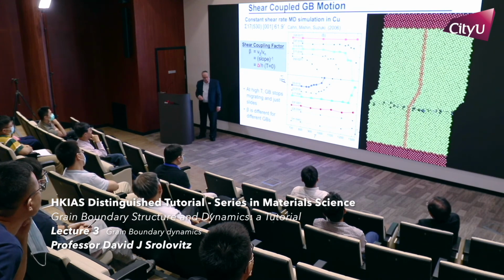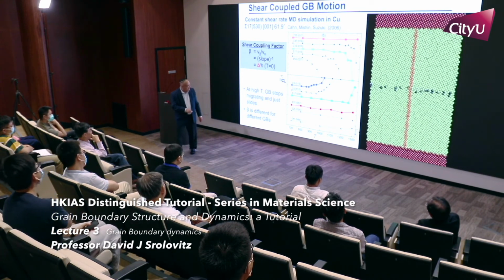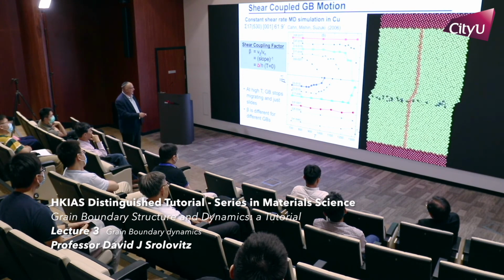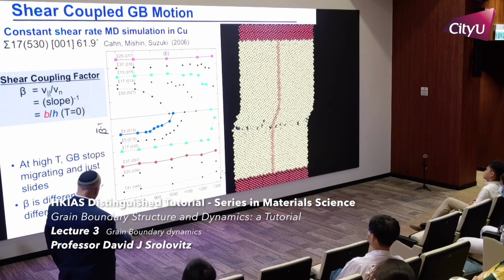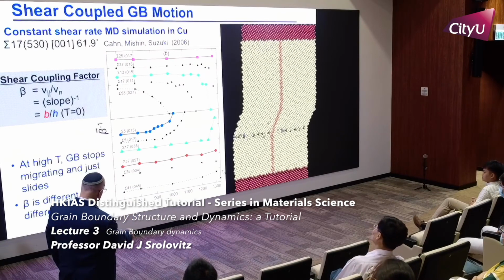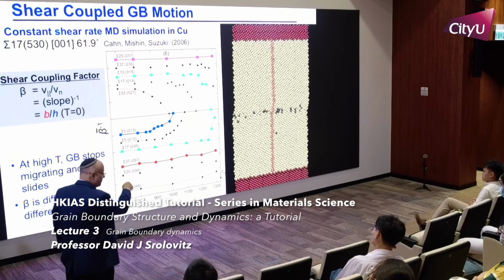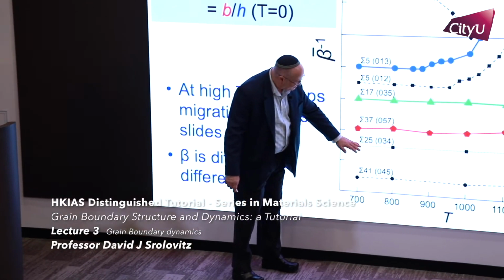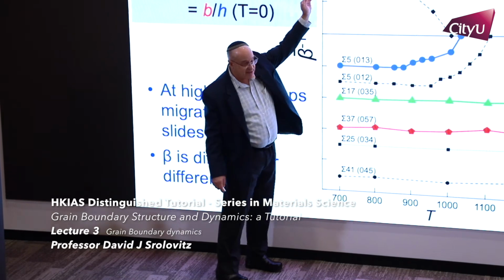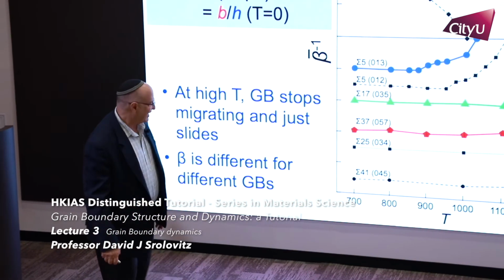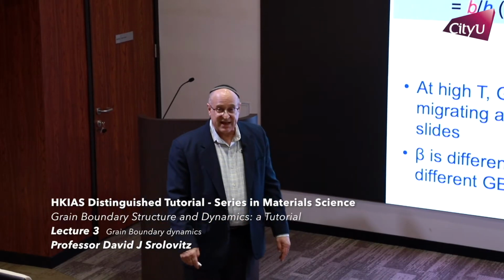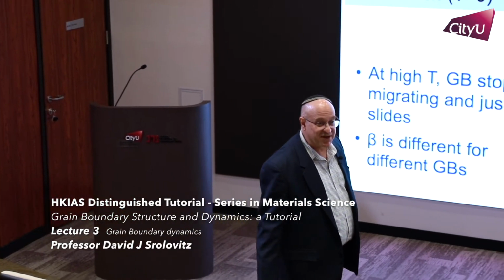Now, in these simulations, they looked at 10 or so boundaries. And the first thing is, if you look at all those boundaries here, the sigma 41, 25, 37, and so on, at zero temperature, at low temperature, these are all certain constants. What are the constants? They're just the Burgers vector, the disconnection, divided by the disconnection step height. It's completely determined by this b over h ratio.